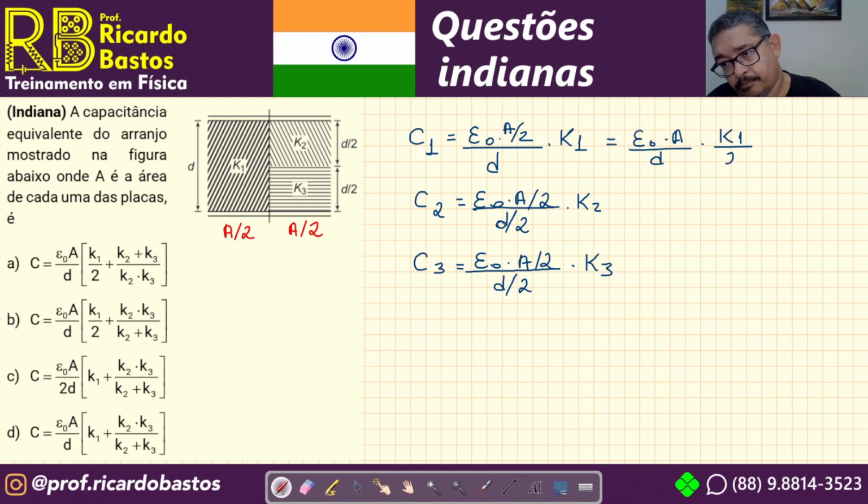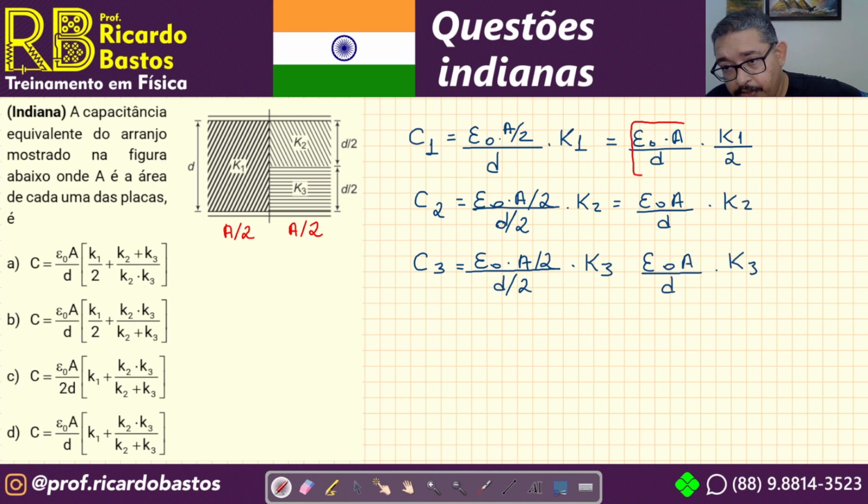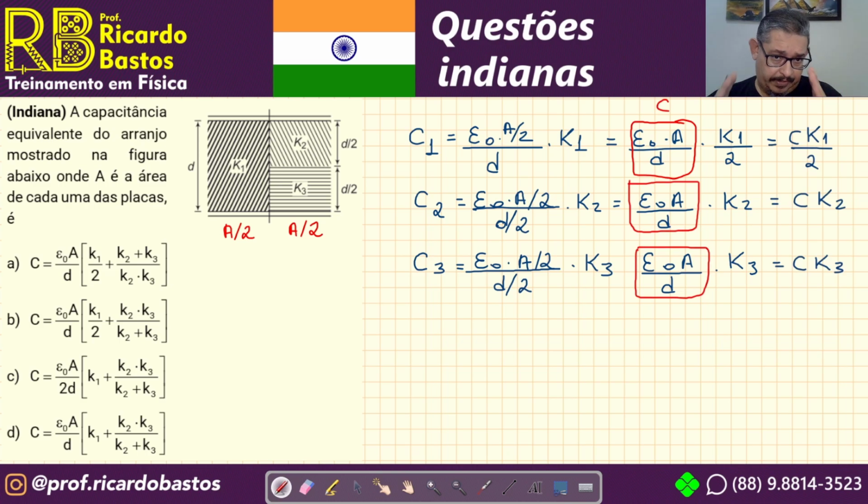Next step, let's develop this one here. I'll call this term that's repeating simply C. These capacitors C2 and C3 that form a sandwich are in series, right? Let's first calculate the equivalent capacitance of this sandwich by the product over the sum.